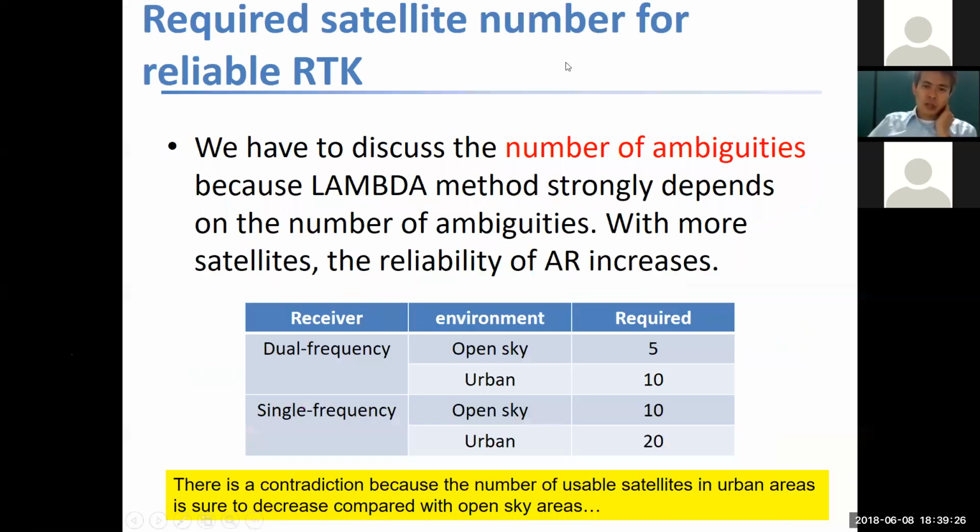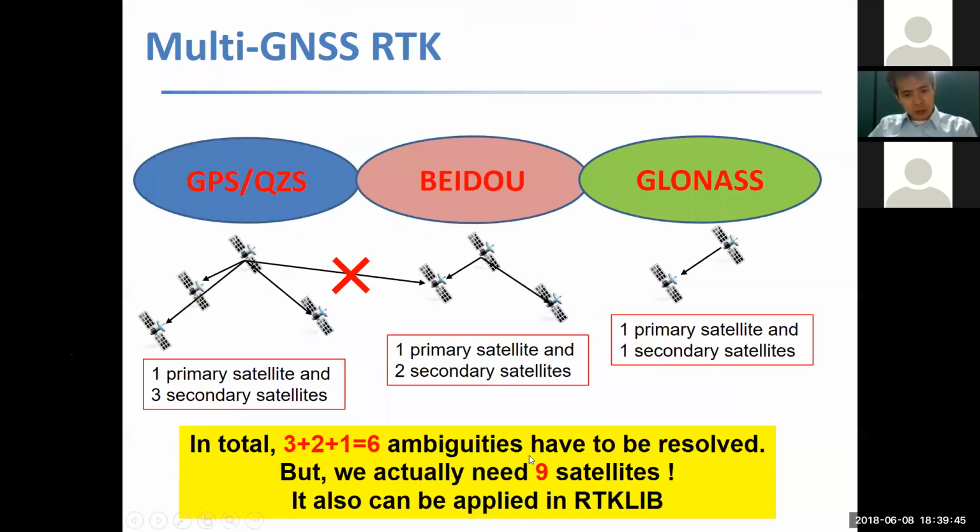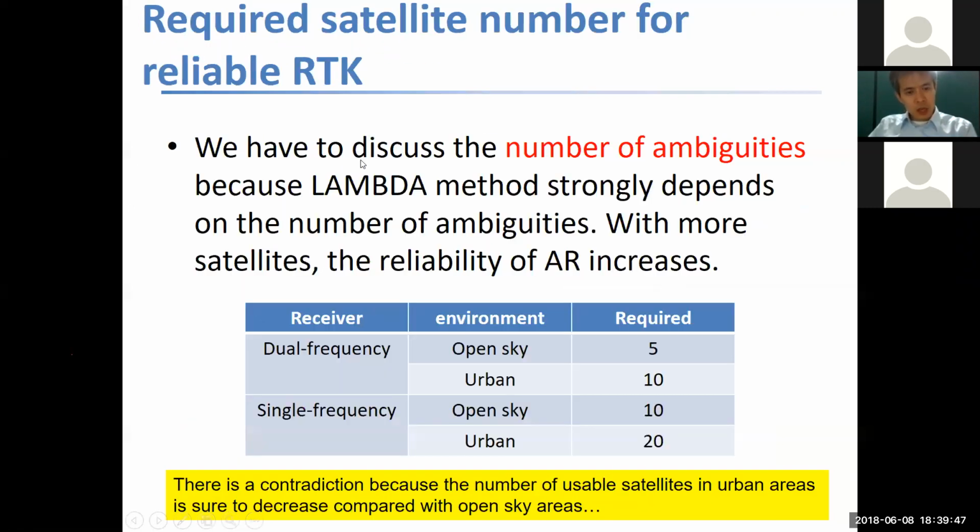And the required satellite number for reliable RTK. Reliable RTK means approximately 99% correct fixed ambiguities. 91% is maybe wrong fixes. So as I already said, we have to discuss the number of ambiguities, not the number of total satellites, because the number of ambiguities is quite important in the LAMBDA method. The LAMBDA method strongly depends on the number of ambiguities.